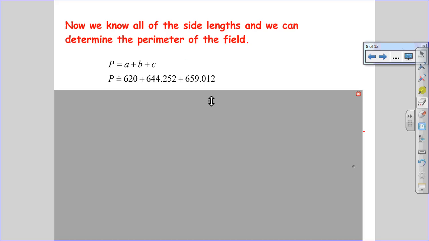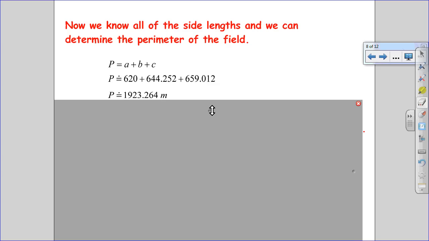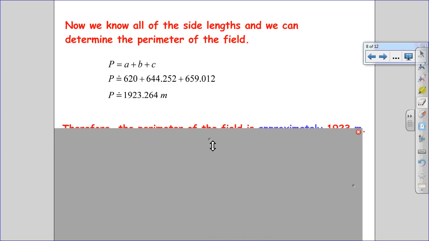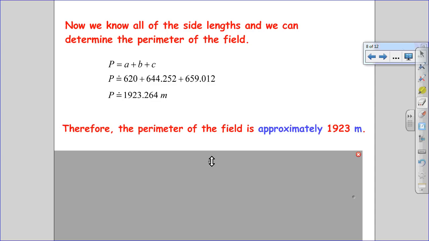So we just substitute that in, and I have made sure that I stored both those numbers that represent side B and side C in the memory of my calculator, so I can go back and recall them and get an exact answer, or as close to exact as I can. So the perimeter of the field is approximately 1,923 meters.